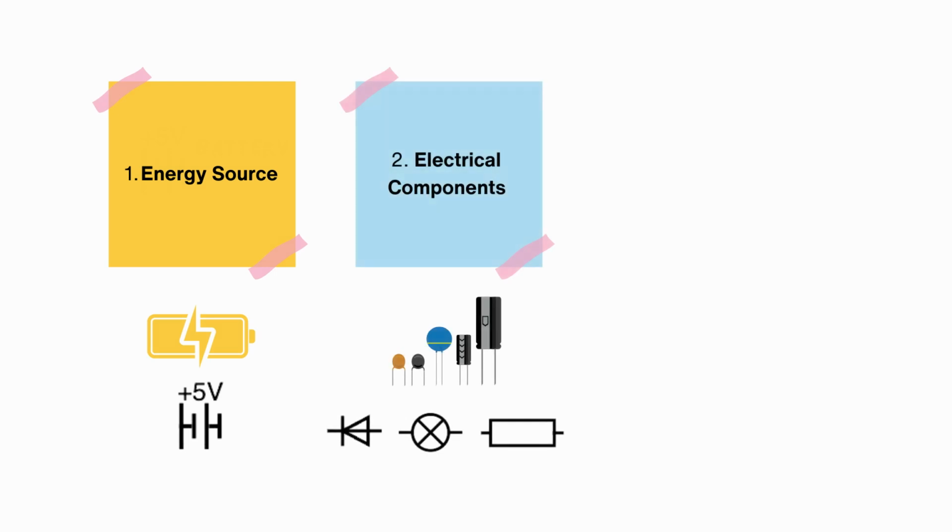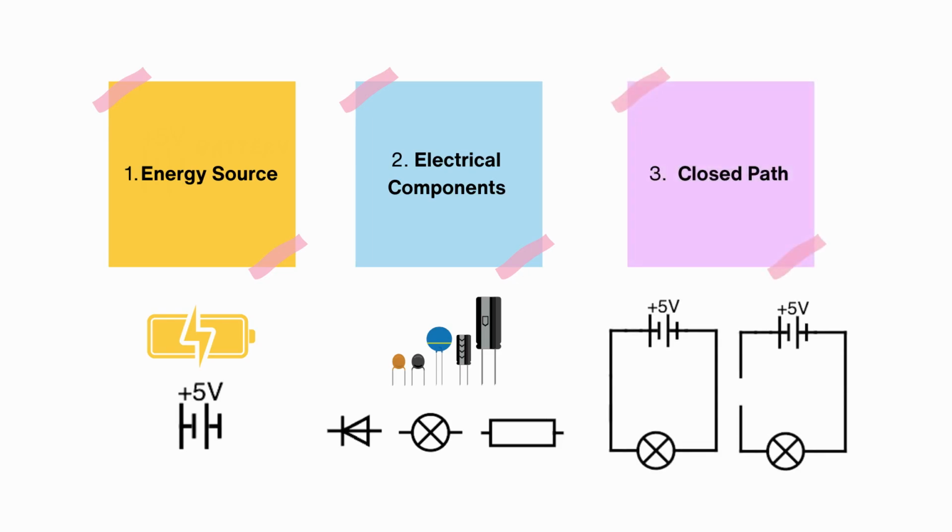Electrical components. Electrical components are the parts that perform specific tasks within the circuit. Examples include resistors, diodes, and lamps. Each component has its functions such as converting electrical energy into light, heat, or sound, amongst other forms. In later lessons, we will learn about many essential electrical components in detail.